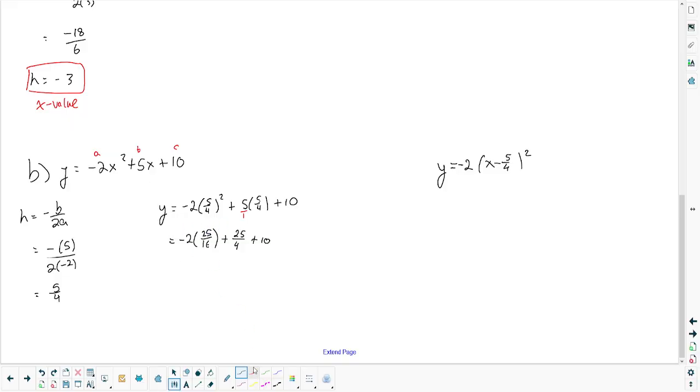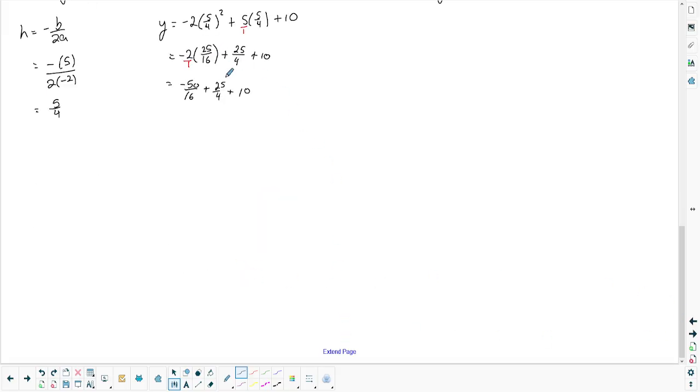Now we can multiply the two guys in front, because that's the last little bit of BEDMAS I really got to follow. So make sure you put it over 1, because -2 is not a fraction. So that's going to give us -50 over 16 plus 25 over 4, and I'll just write the 10 now.